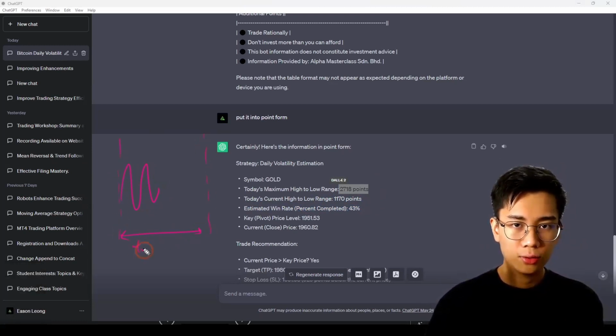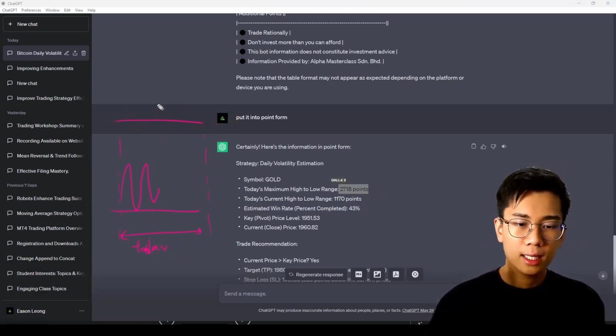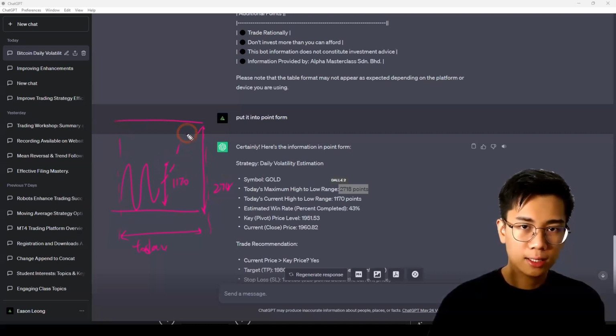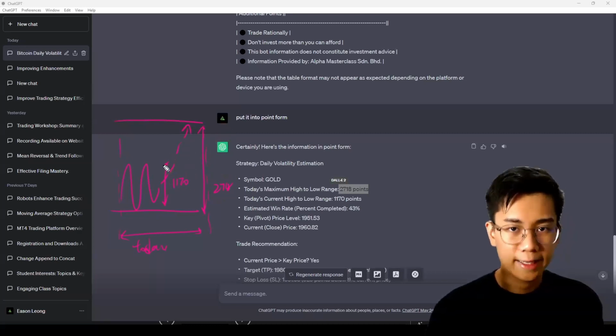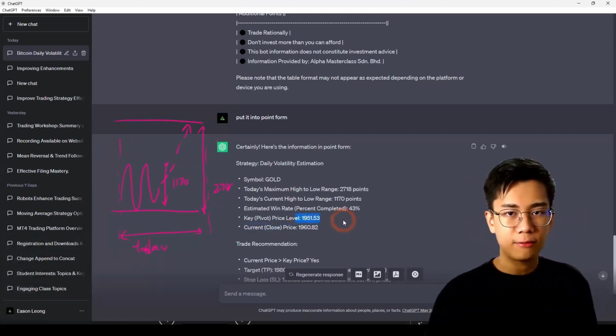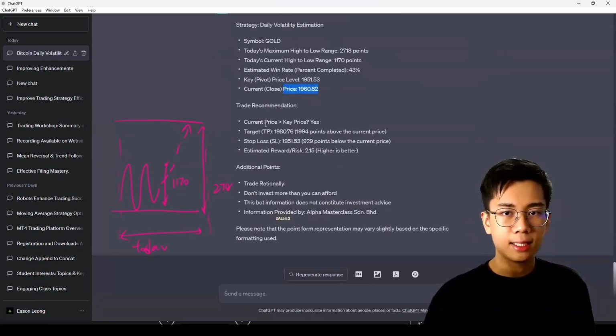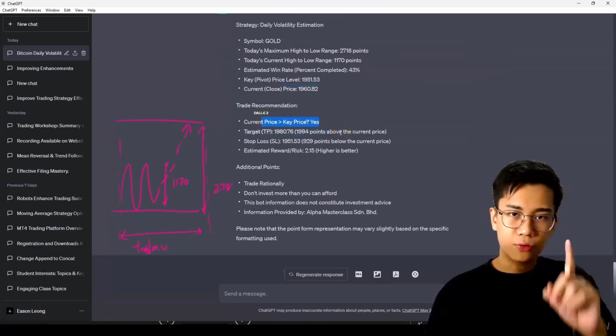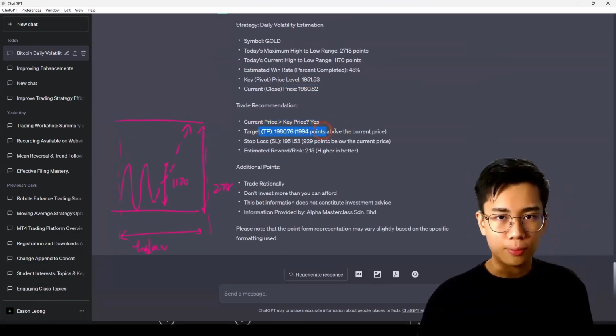This is today. It is estimated that from the lowest to the highest, it may go a distance of 2718. But right now it's only 1170. There is a big distance for the gold market to continue to go higher. The pivot is at 1951 and the close price is above it, meaning the target is to look for upside. So it suggests to buy.